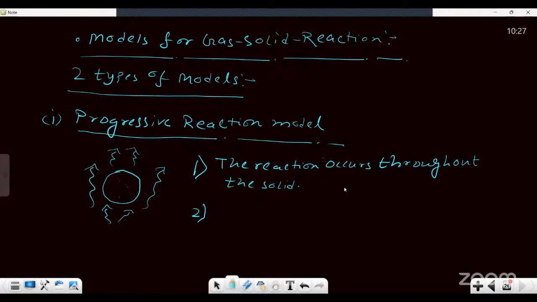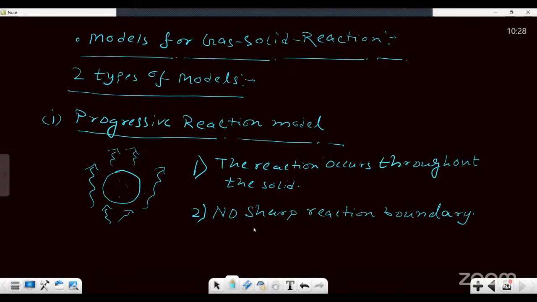So this is one: the reaction occurs throughout the solid. And second, there is no sharp reaction boundary. Unlike the shrinking core model, which has an unreacted core plus a product layer, in the progressive reaction model they do not have any distinct boundary.